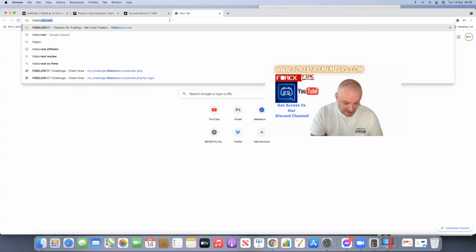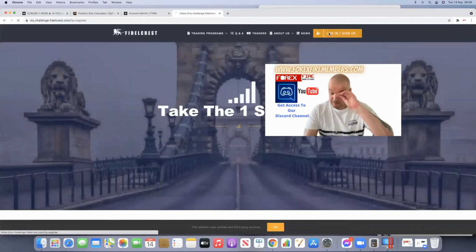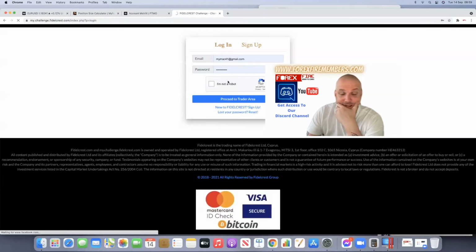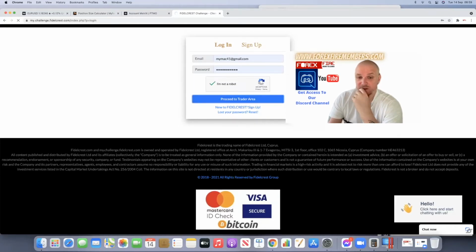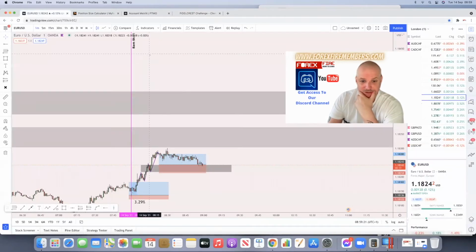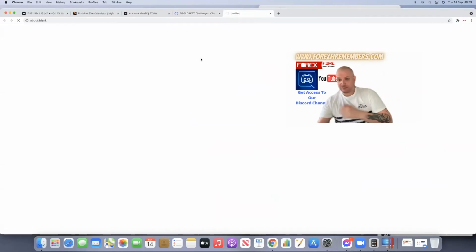The Fidelcrest. Let's just see if we can get this. This was the free challenge setup that I got as long as I was documenting stuff. And we'll head back to this in a moment just to see how it's doing. It's still hovering around the entry area. View the report. Get my cup of tea.